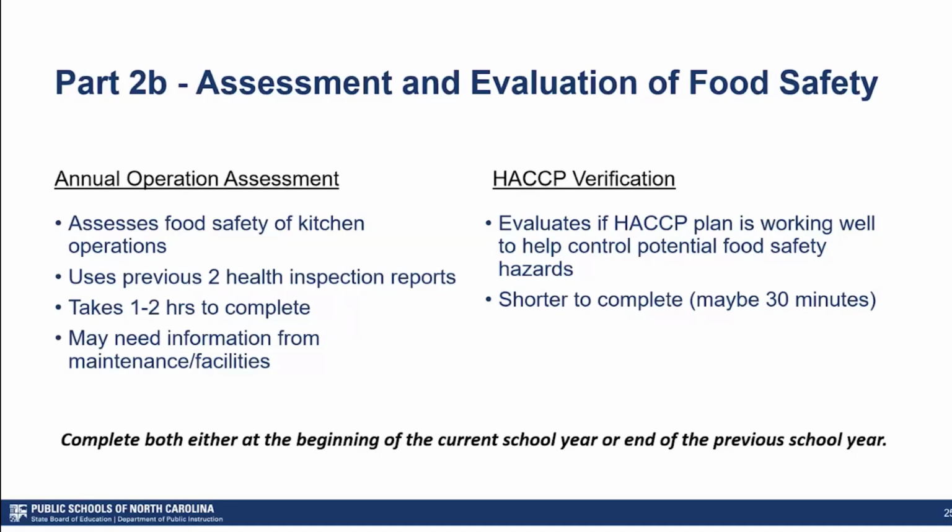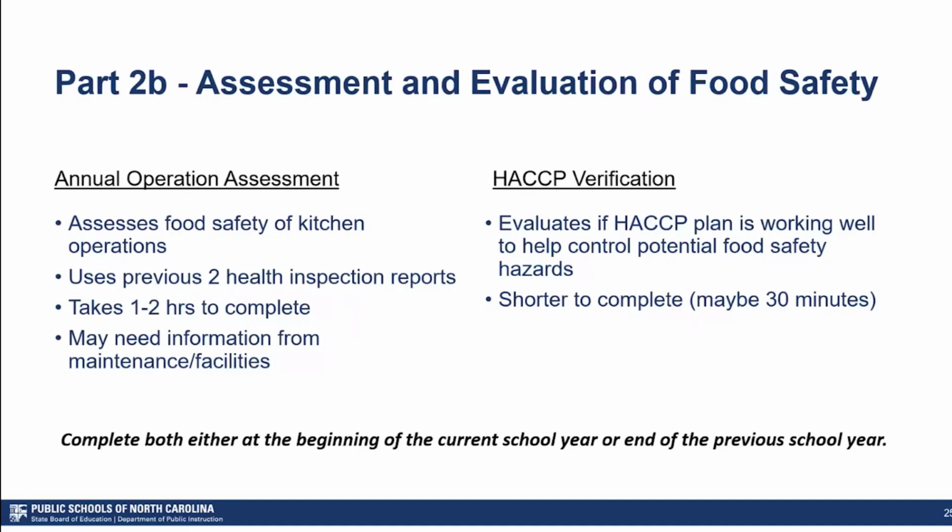Each school nutrition operation must identify one person who's responsible for verifying the HACCP plan annually at the beginning of the school year, if not done at the end of the previous year. Usually this is the person in charge or the team leader or supervisor. Complete the form and file it, as I said, the most recent verification in this section.